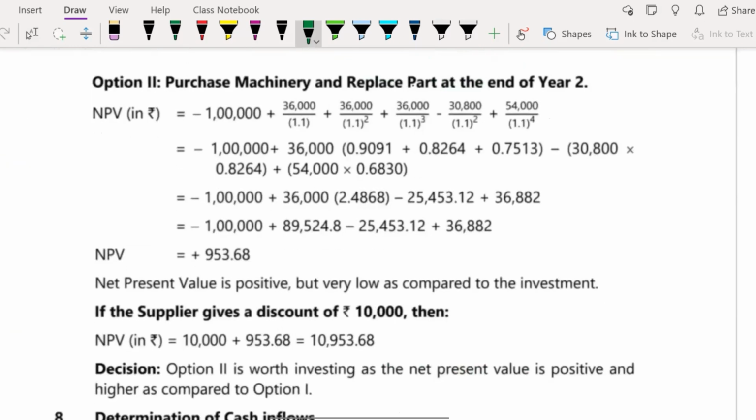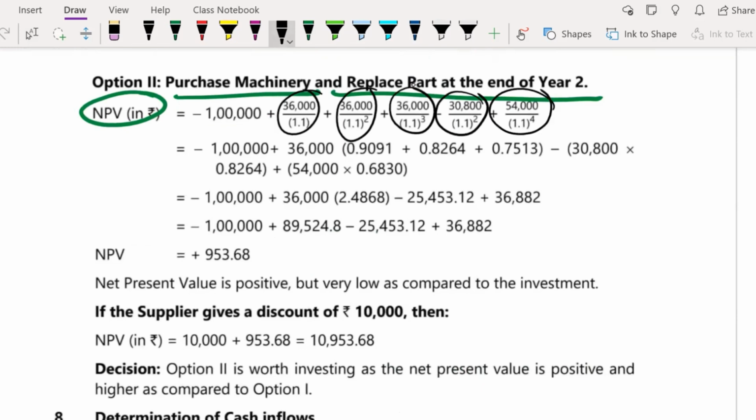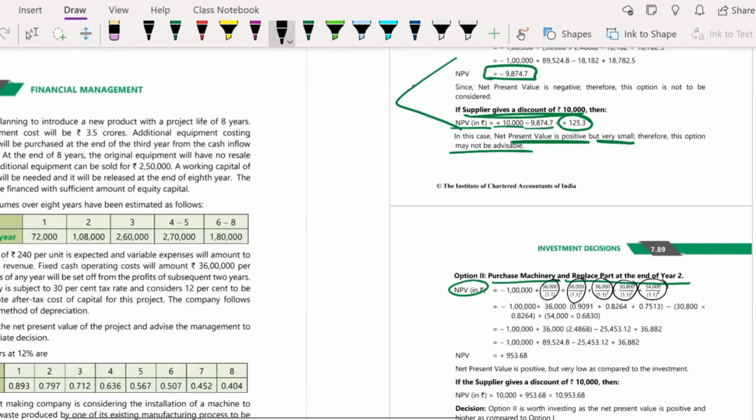Then option 2. In option 2, you will again purchase the machinery, but you will replace it at the end of year 2. So, the same thing, NPV: cash outflow of 1 lakh at year 0. Then you have 36,000 inflow for 3 years. Then 30,000 you have to spend at the end of year 2 for replacement. So that is an outflow. And at year end 4, you will get a cash inflow of 54,000.